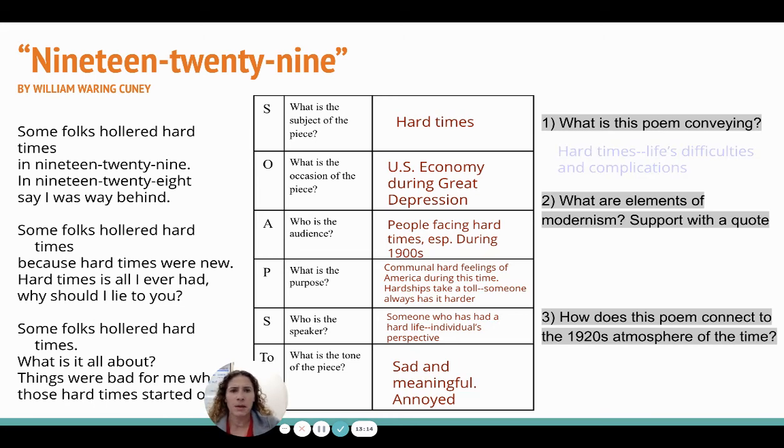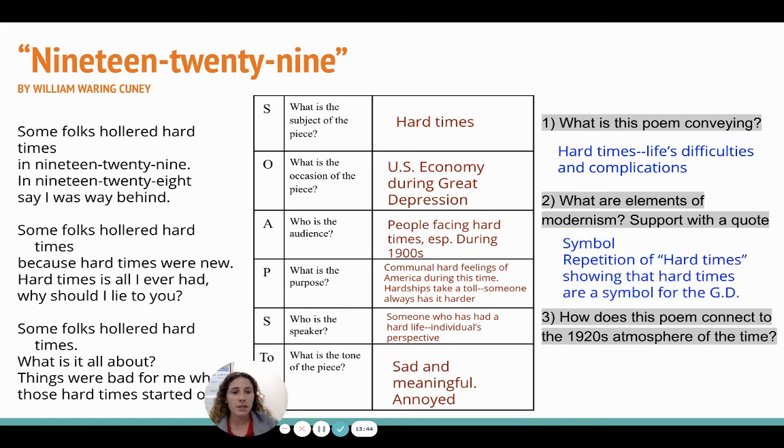What is this poem talking about? Well, it's hard times, right? Gets repeated. He's talking about life's difficulties and complications. Elements of modernism. Okay, number two, think about all of those elements you just put into your wheel and what we just talked about through this Edpuzzle. What are elements of modernism? Remember, there's multiple you can use to identify. Maybe you're thinking individualism. Maybe you're thinking disillusionment. Maybe you're thinking no universal truth.